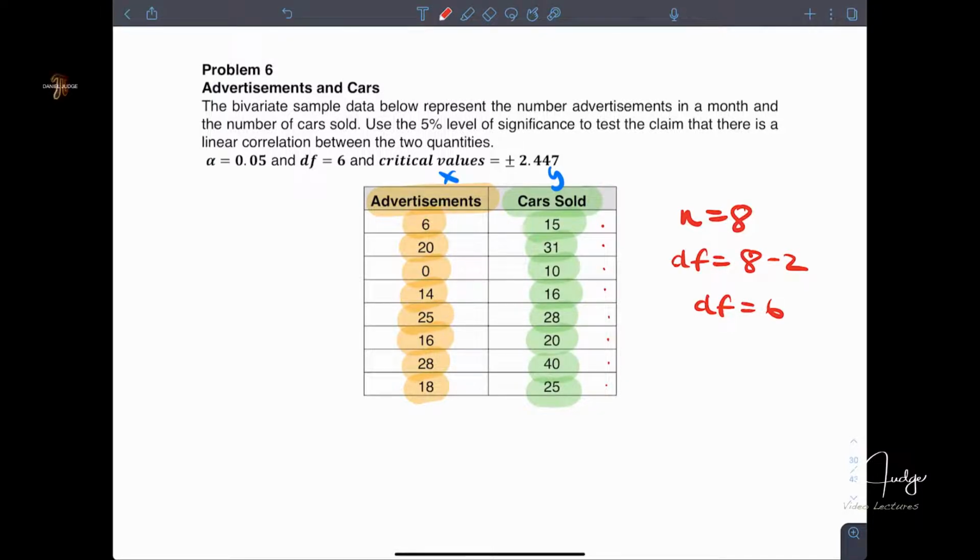Now, we want to test the claim using the 5% level of significance. The degree of freedom is, in fact, 6. We're going to check our critical value, see if it is 2.447.